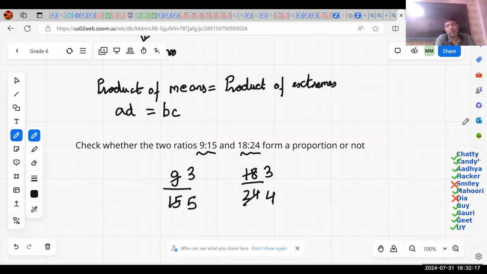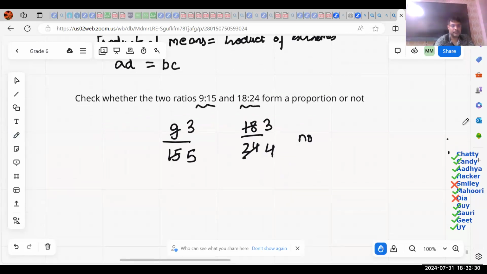So do they form a proportion? Are the ratios equal? Yes. They are. So 3/5 and 3/4 are equal. My answer was correct because I did it from 18 and 24. Smiley, Dia, Corey, understood? Yes, sir, I got it just correct.